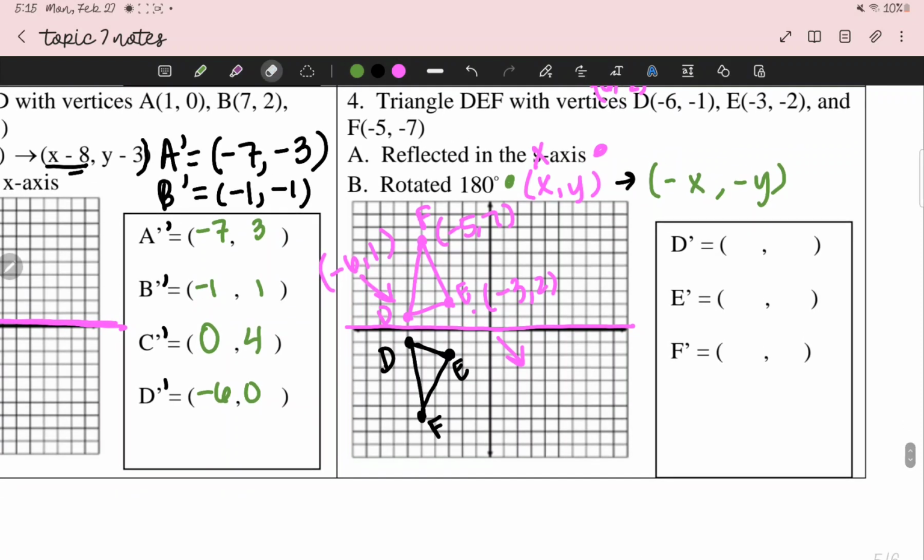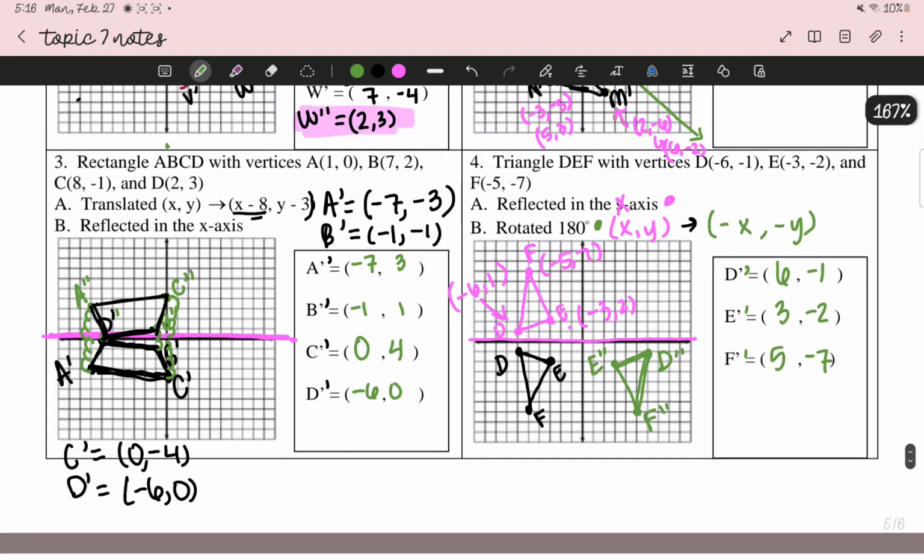I'm going to erase this arrow. I know that I'm just going to swap them all out. So my F point will now be at 5, negative 7. E will be at 3, negative 2. And D will be at 6, negative 1, and I just need to graph it. So 6, negative 1 is D prime prime. I'm going to call it prime prime again. E will be at 3, negative 2. And F will be at 5, negative 7. So that is F prime prime. And I've got my triangles again. And they look pretty good. Okay, so I am good there. I like that one a lot better. Alright, that was number 4.